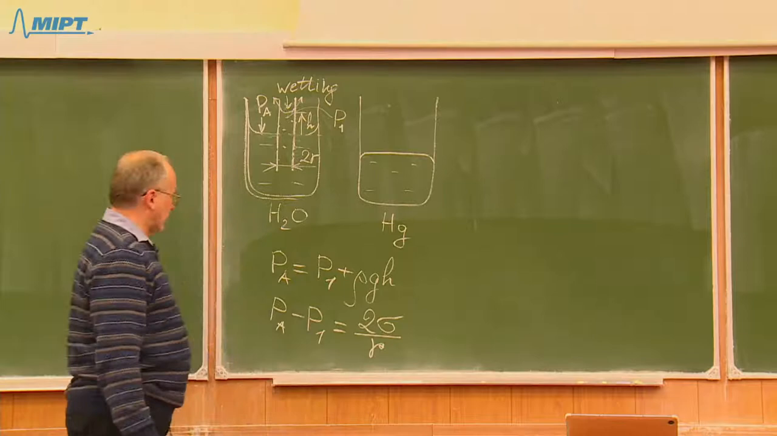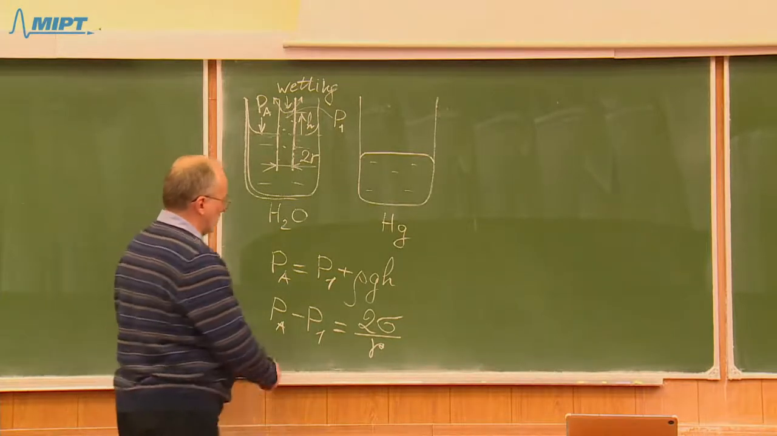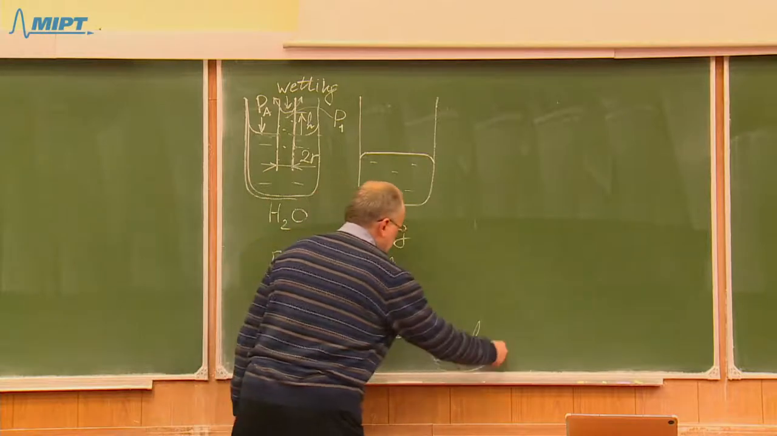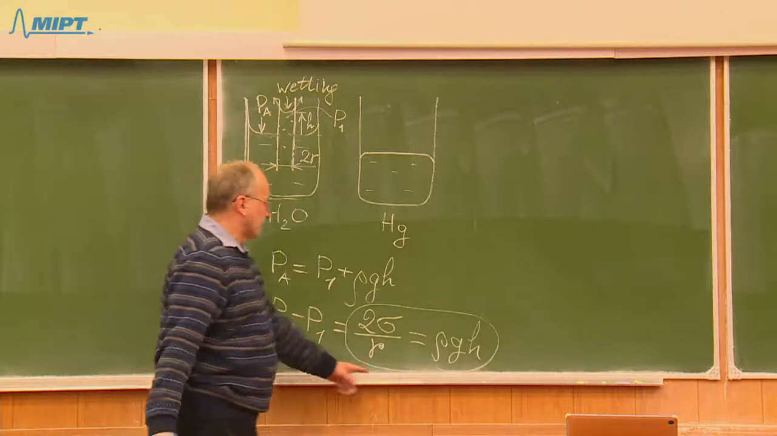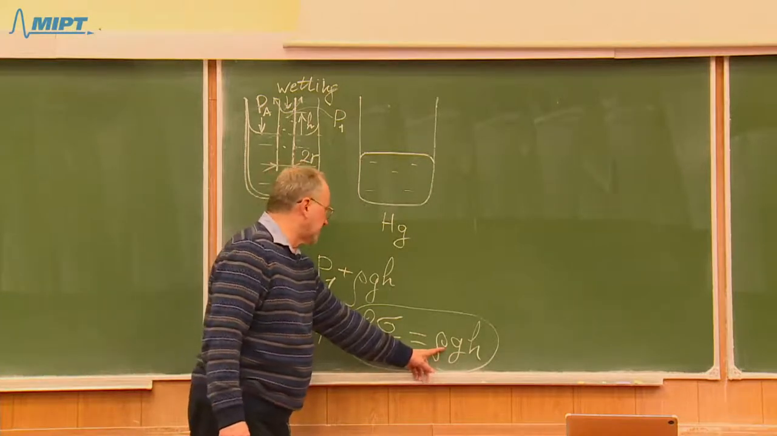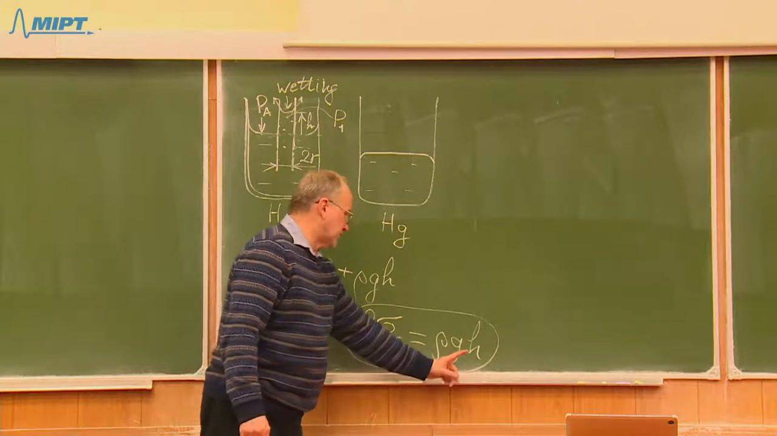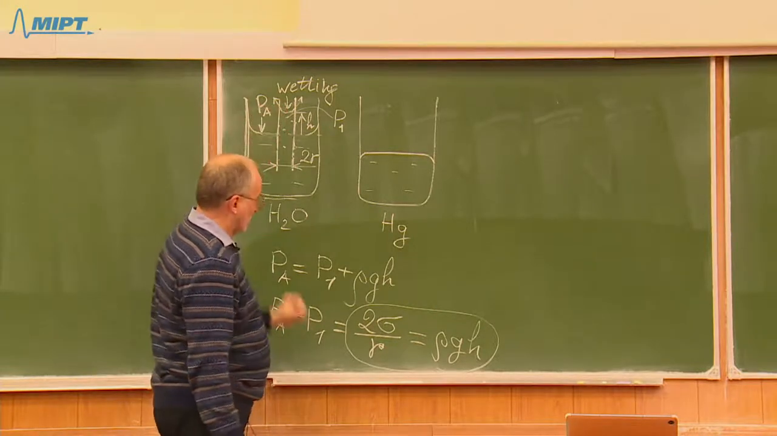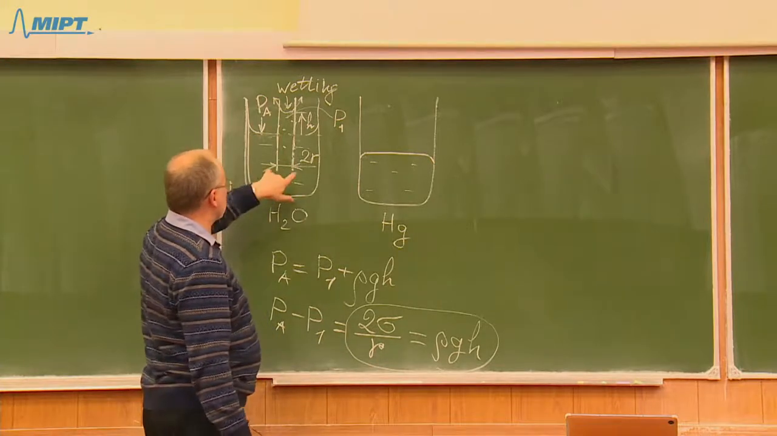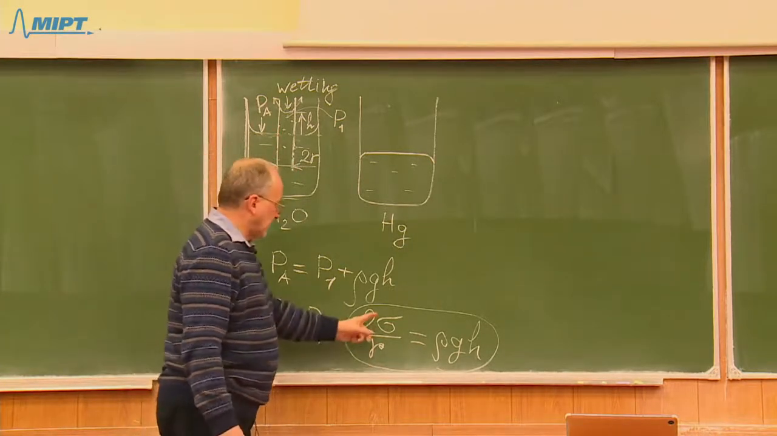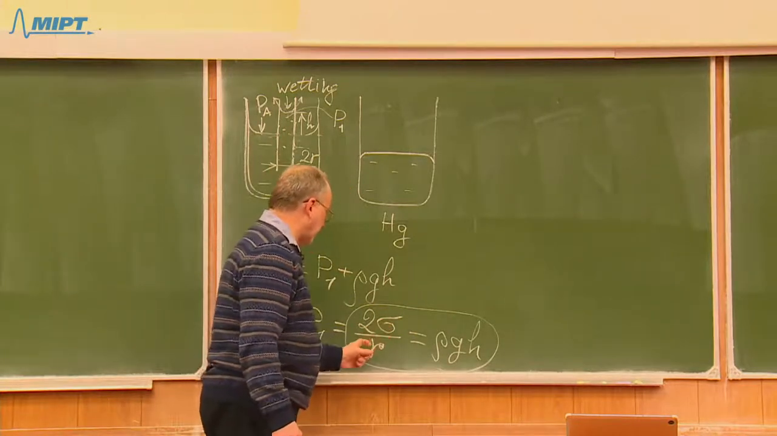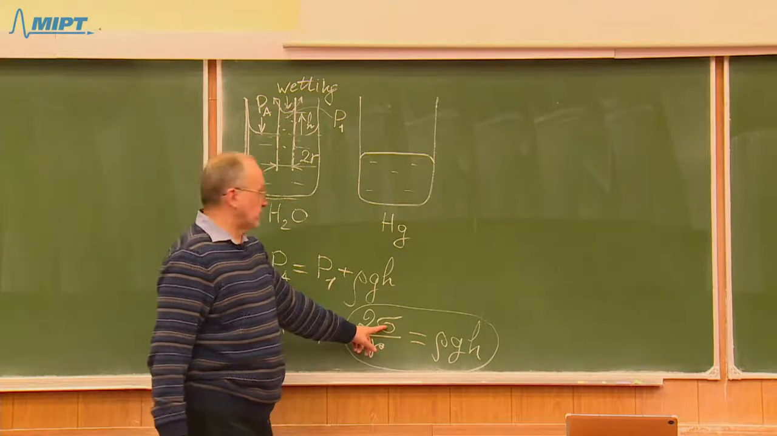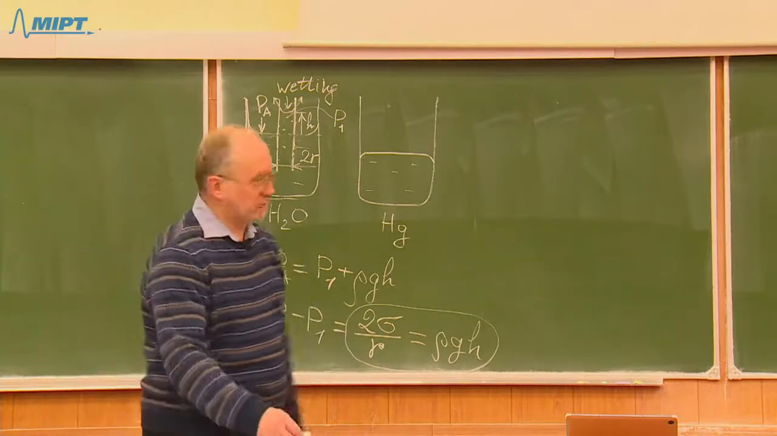We obtained this formula last time, and now looking at these two equations, we understand that this should be rho gh. And in this equation, we know everything. We can measure the density of the liquid under consideration. We know the acceleration of free fall. We can easily measure the height of this water column, and we can measure the radius of the tube, because it's not difficult to measure the internal diameter of the tube. Therefore we know everything in this equation, and we can measure the radius, measure the density, then measure the h, and then calculate the surface tension coefficient. So this is one of the ways to measure the surface tension coefficient.